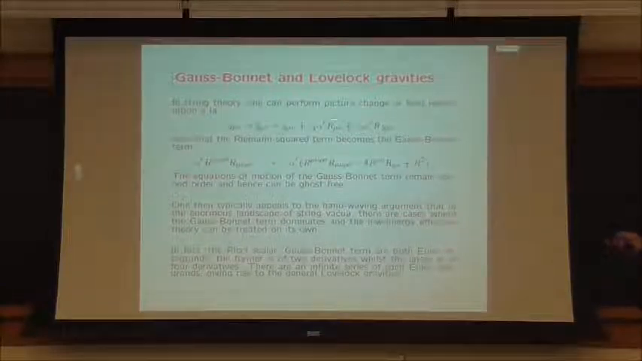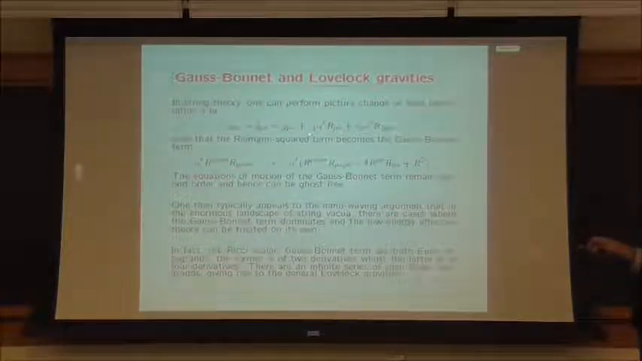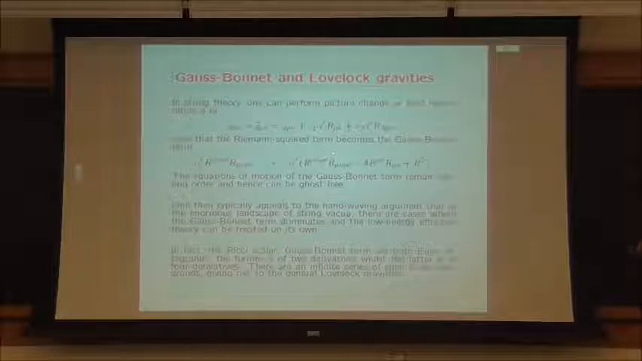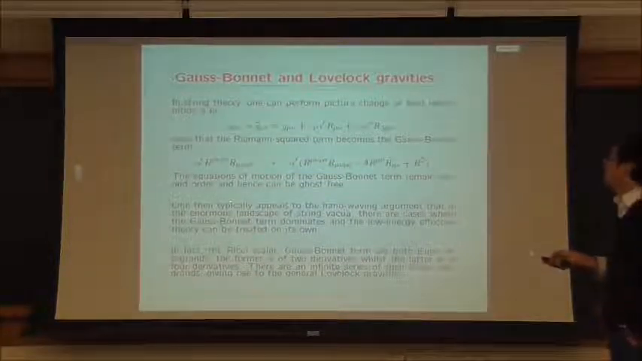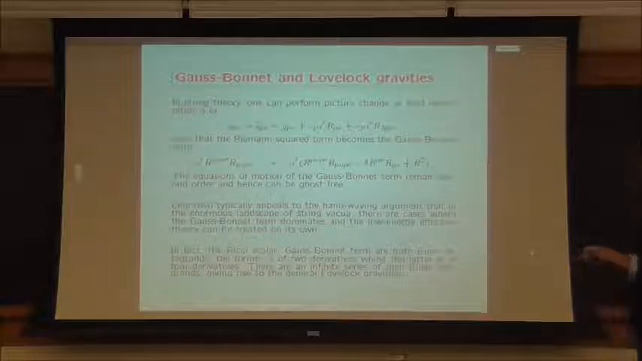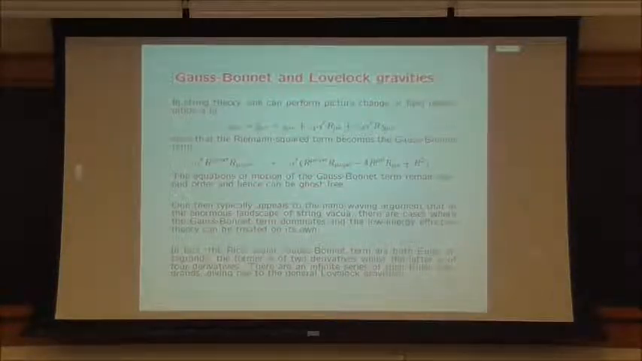So in string theory, one can perform the Ricci change or field redefinition where g_μν goes to g_μν plus c1 R_μν and also c2 R g_μν. If you do that with appropriate c1 and c2 coefficients, then the Riemann square term becomes the Gauss-Bonnet term. Of course, you would have far more terms at higher orders. And the equation of motion of a Gauss-Bonnet term, as I mentioned, is second order, hence ghost-free. In this case, alpha prime is to be regarded as small.